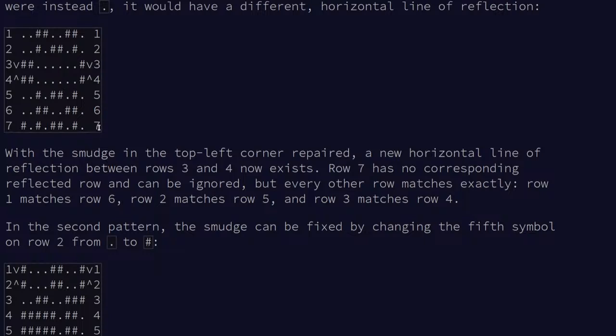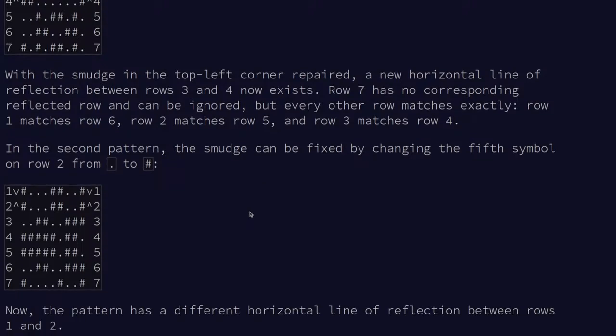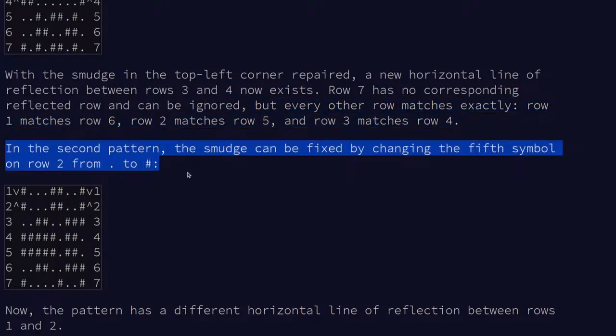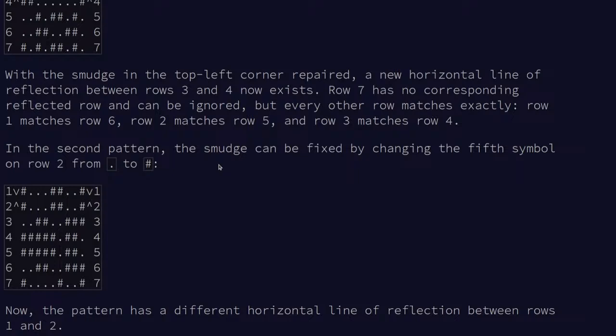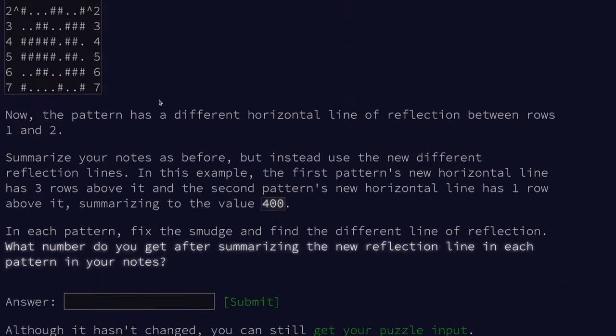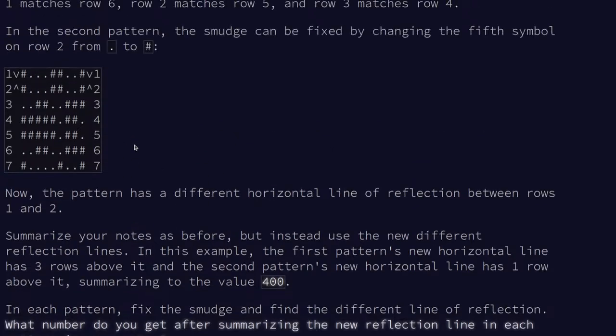Okay, this can be ignored means we only need to consider the minimum of those, right? So that's fine. I'm confusing it with something else. Can be ignored, but every other row matches exactly. That's fine. Okay. In the second pattern, this much can be fixed by changing the fifth symbol. Okay, the changing now pattern has different horizontal line of reflection between rows 1 and 2. Okay, understood.